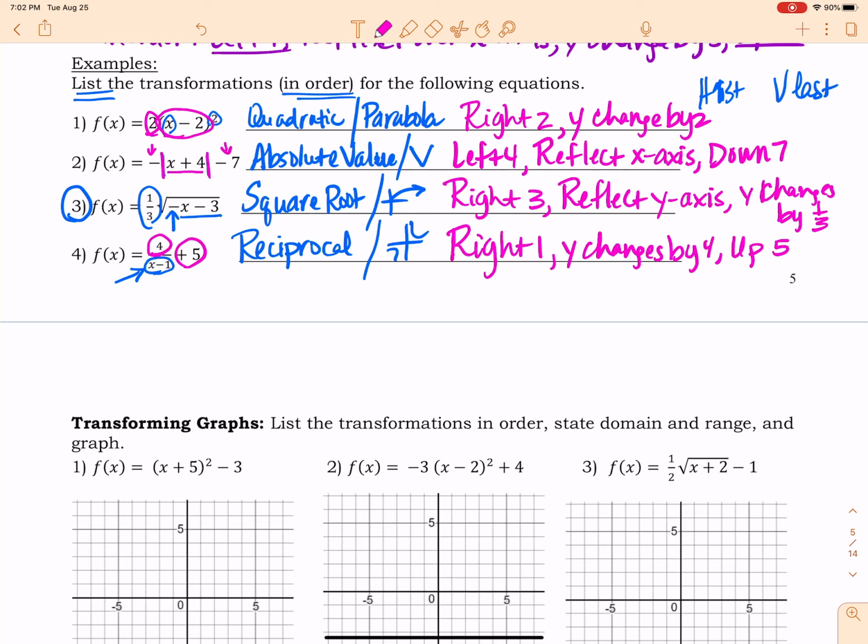So in the next video, we're going to talk about transforming graphs right down here. That's what we're going to do.